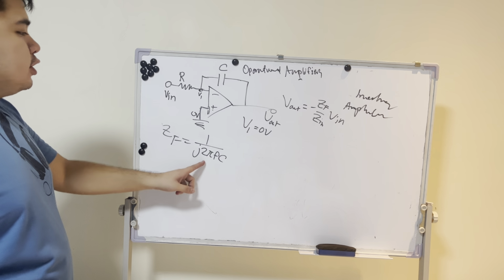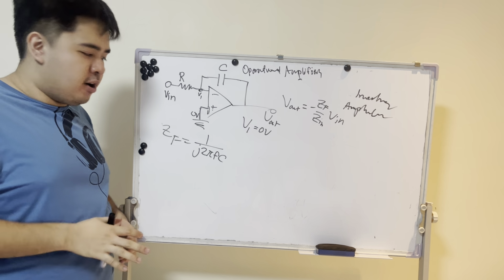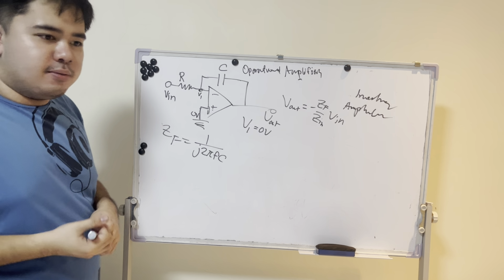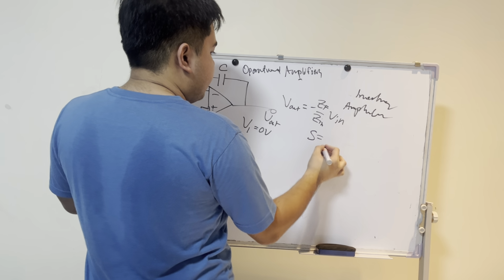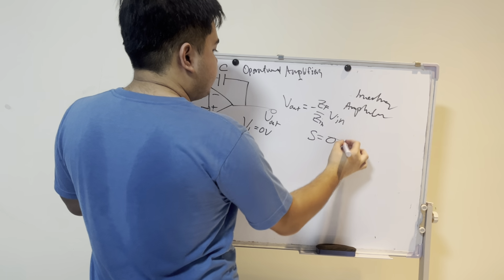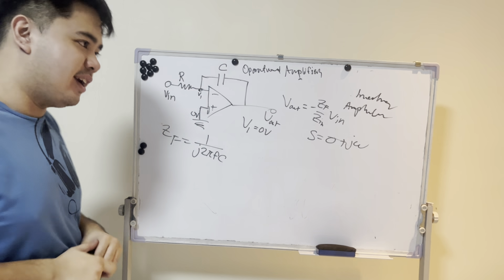2 pi f. From Laplace transforms, if you remember, s equals sigma plus j omega. This will come in handy later. Let's just put that there.